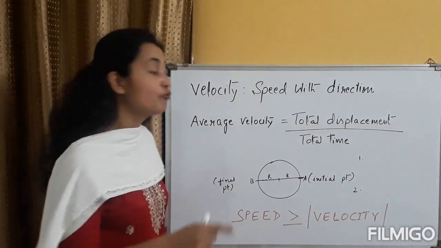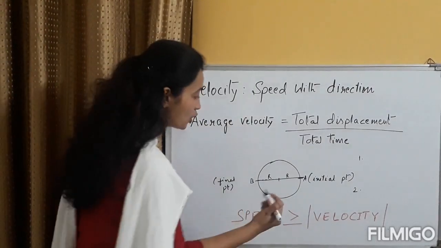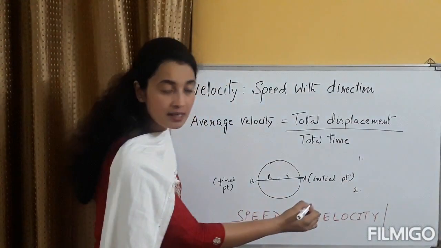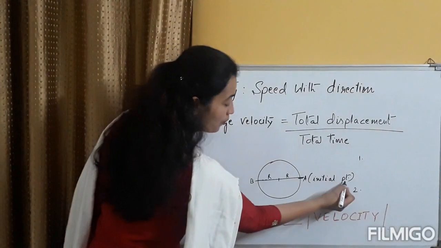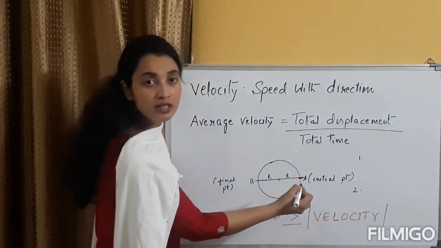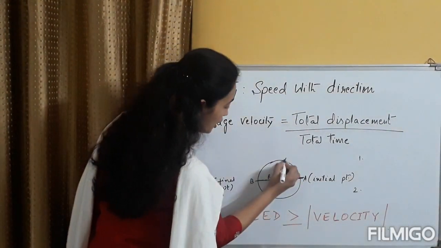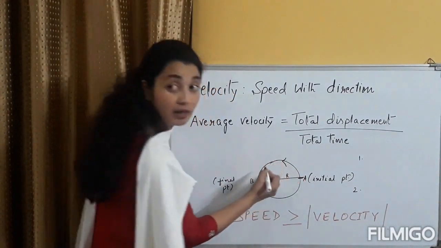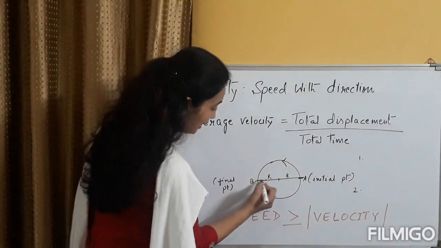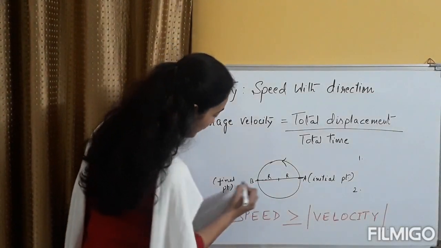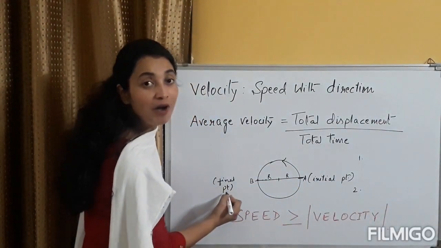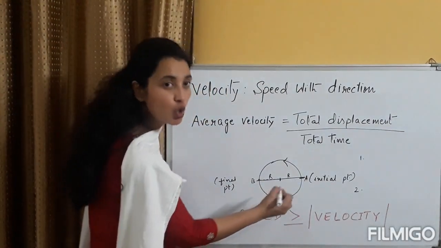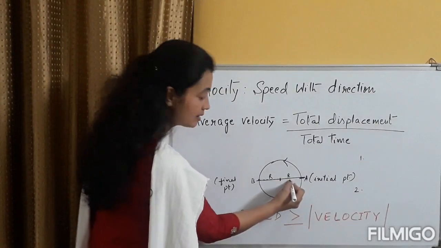Let us work it out for a situation. Suppose you are at the point A. A is the initial point, and you have started your journey from A towards B and reached the point B, and B is the final point. The radius of the circular track which you have chosen is R, isn't it?